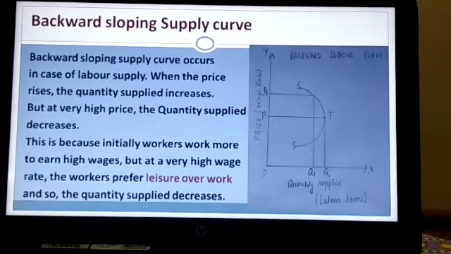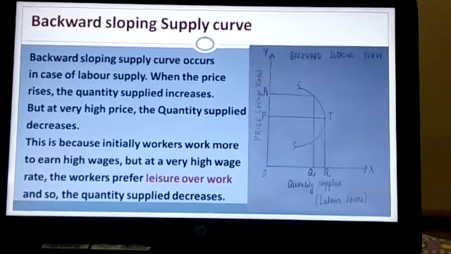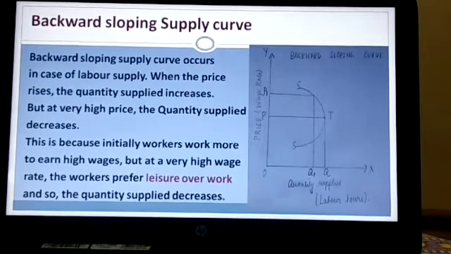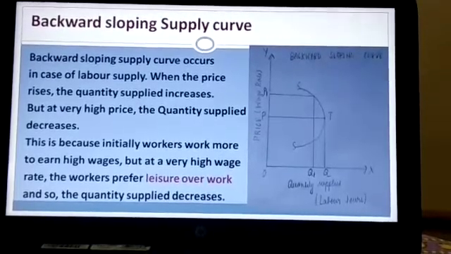And at a higher wage rate, he will not be ready to supply, because previously he was preferring work over leisure. When the wage rate was increasing, he was ready to work more and more. But at a very high wage rate, he prefers to rest. At a very high wage rate, he knows he is getting the money, so he will prefer leisure over work. So please look at this diagram.